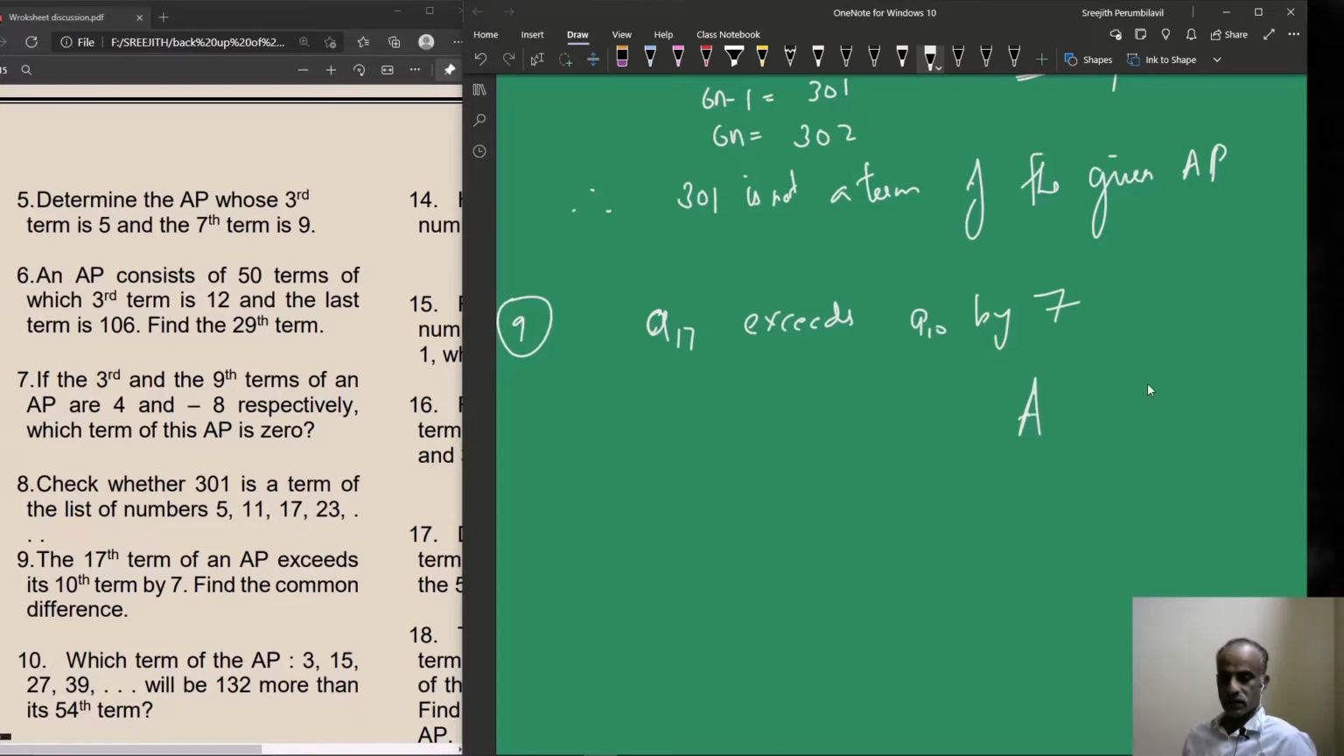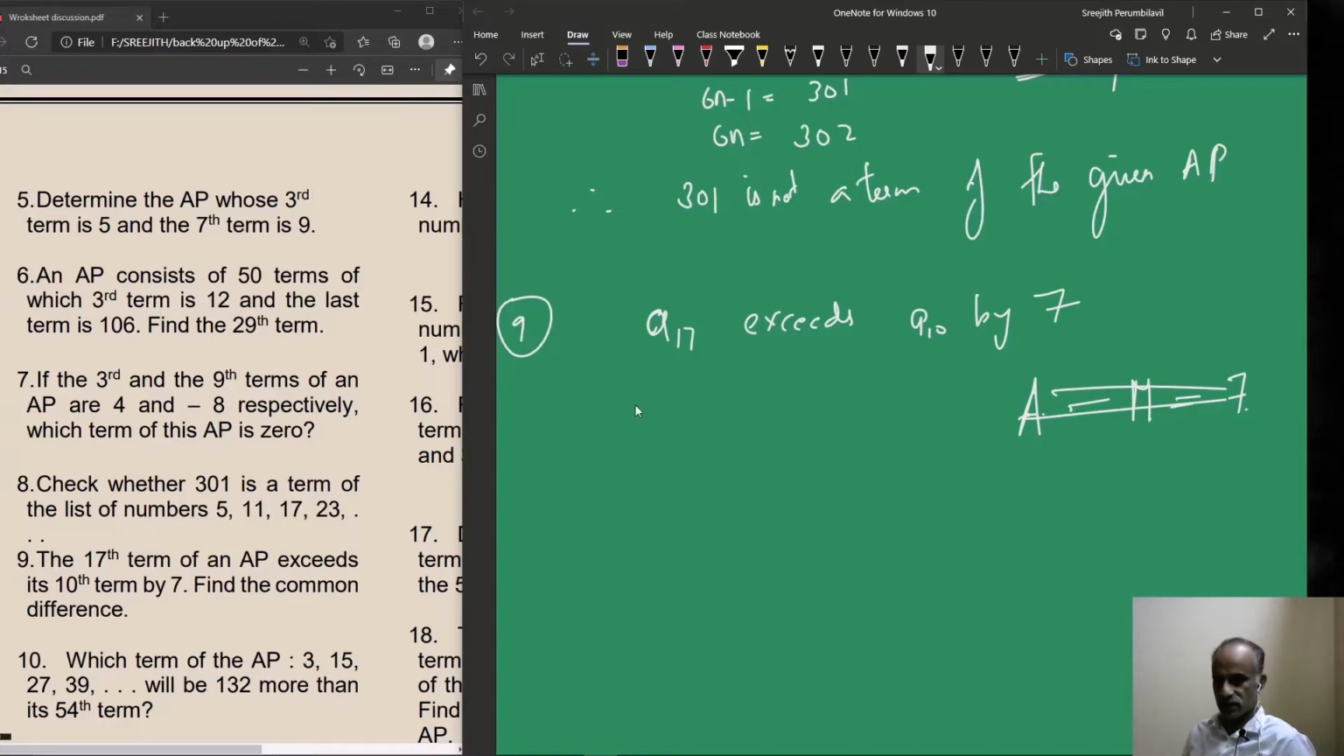exceed Martin's marks by 7. That means Arun has 7 more marks than Martin. I repeat, Arun's marks exceed Martin's marks by 7. That means if we take the difference between their marks, we will get 7: higher mark minus smaller mark will be 7.